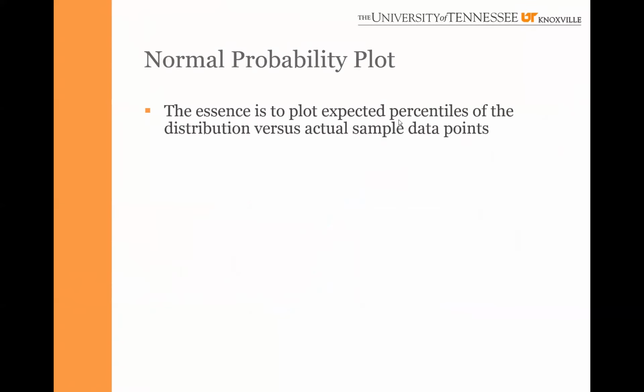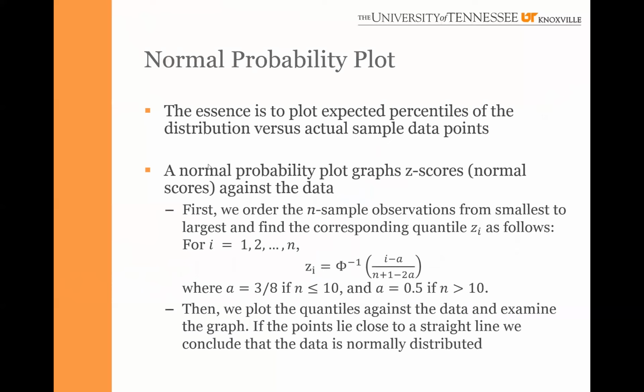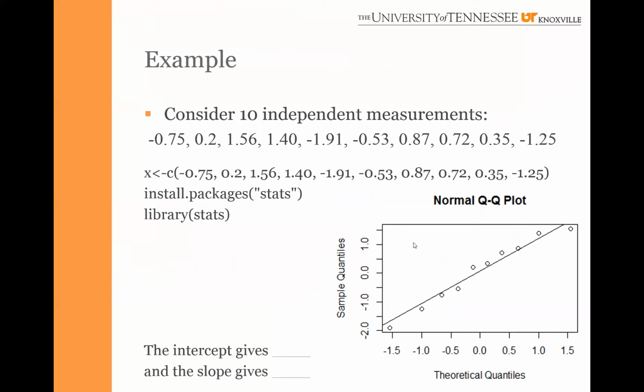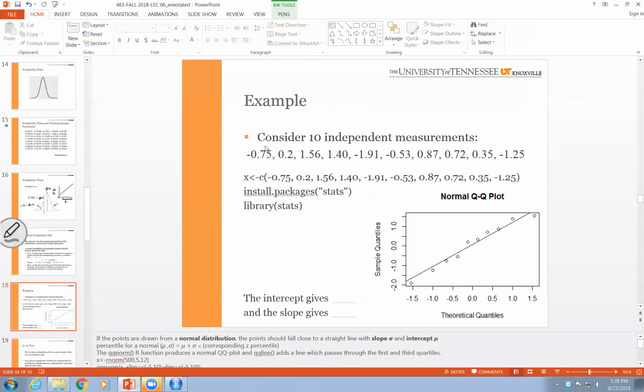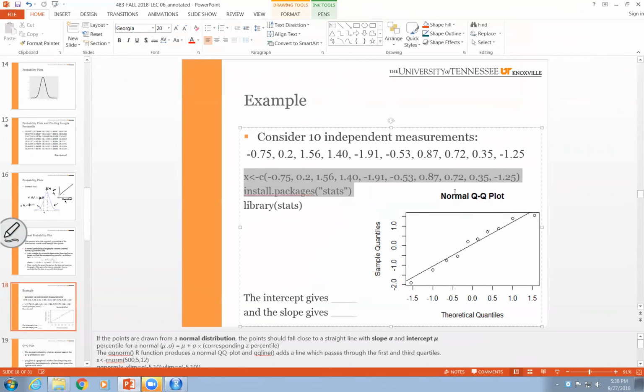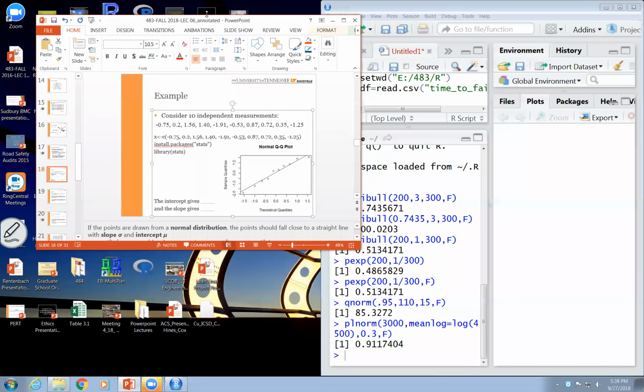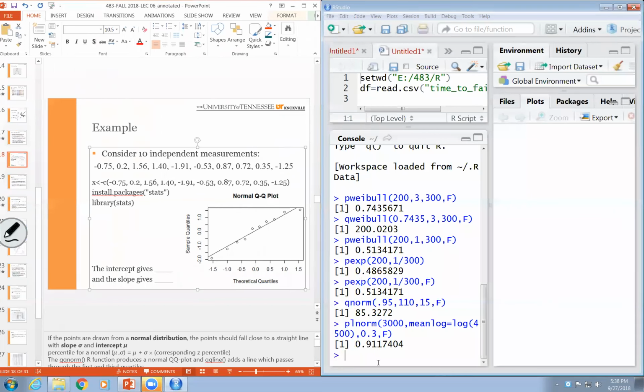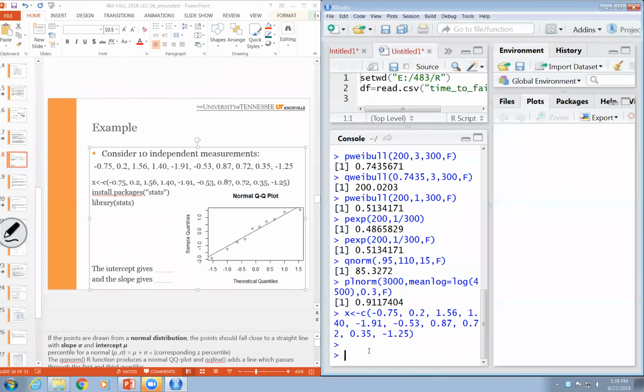The whole concept is plotting expected percentiles against actual sample data. To generate normal probability plots, this is the process: you first order the numbers, 1 through n, then calculate the z scores, and then plot them against the numbers. If it's a straight line, that supports that the numbers are coming from a normal distribution. So let's look at this in R. Here I have some data points. I'm going to feed them in as X.